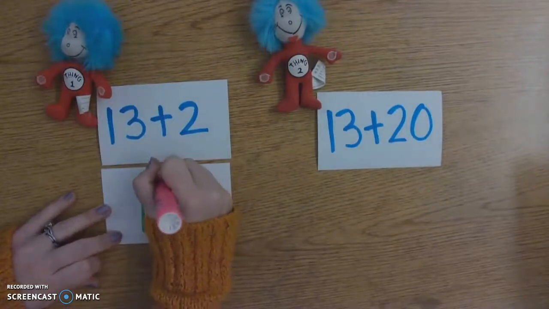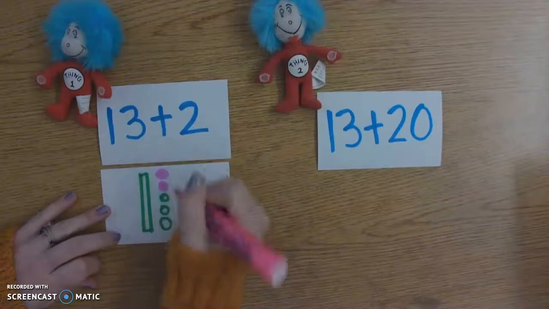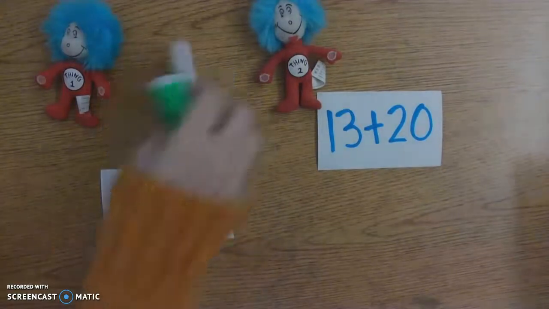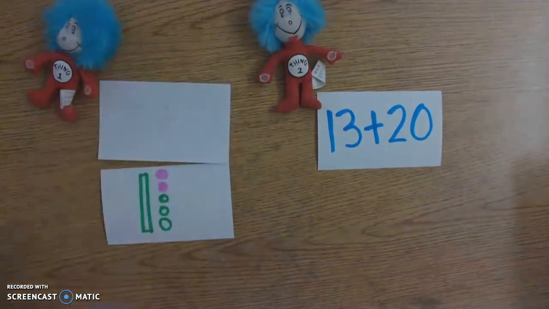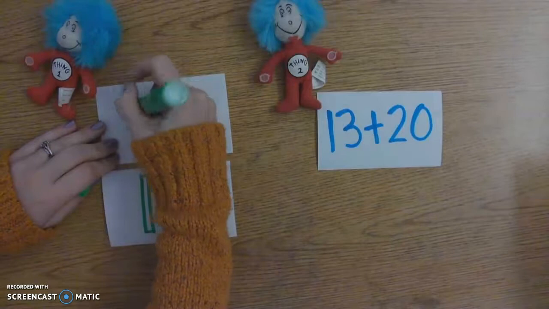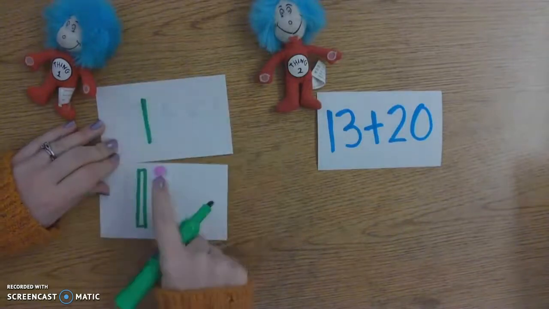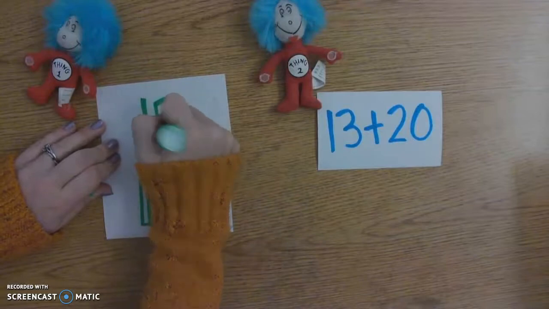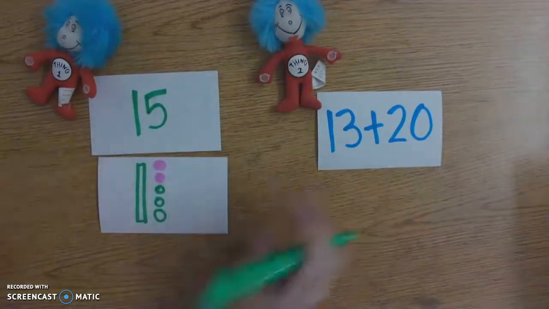1, 2. So for the answer for 13 plus 2, Thing 1 got 15, right? One group of 10 and 5 ones. Awesome. All right, now let's look at Thing 2.